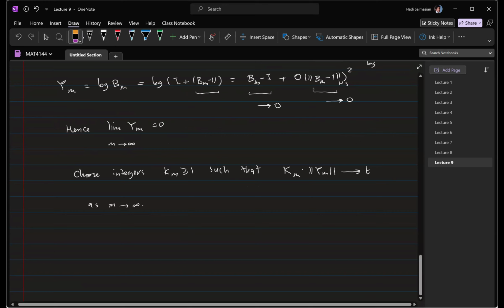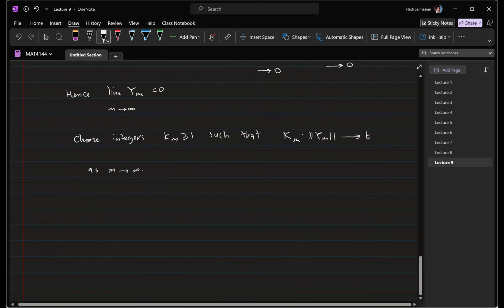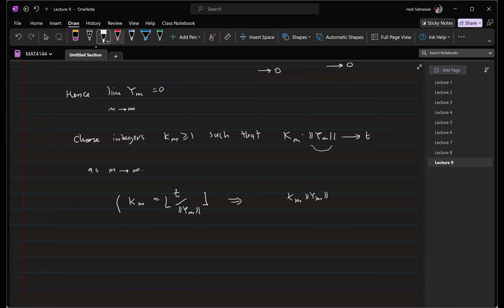So why can we do this? Well, we know that the norm of ym is a quantity that goes to 0. If I wanted a good km, what should km be? If I wanted this to be equal to t, km should be basically t divided by norm ym. But I want km to be an integer, so I could maybe choose the floor of this. Then what happens if I choose that? Then km times norm ym is between t over norm ym minus 1 and t over norm ym, times norm ym.